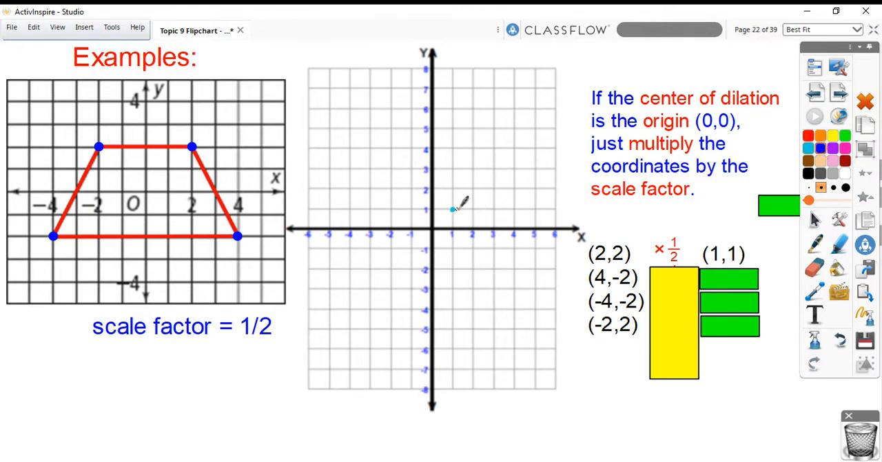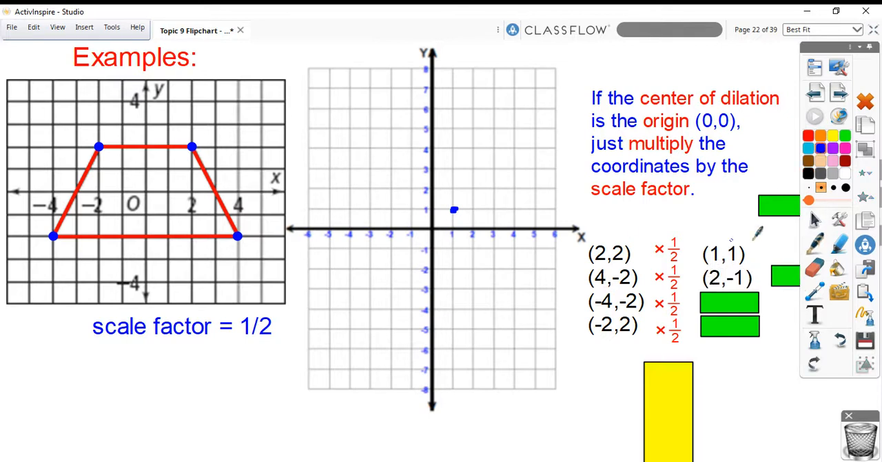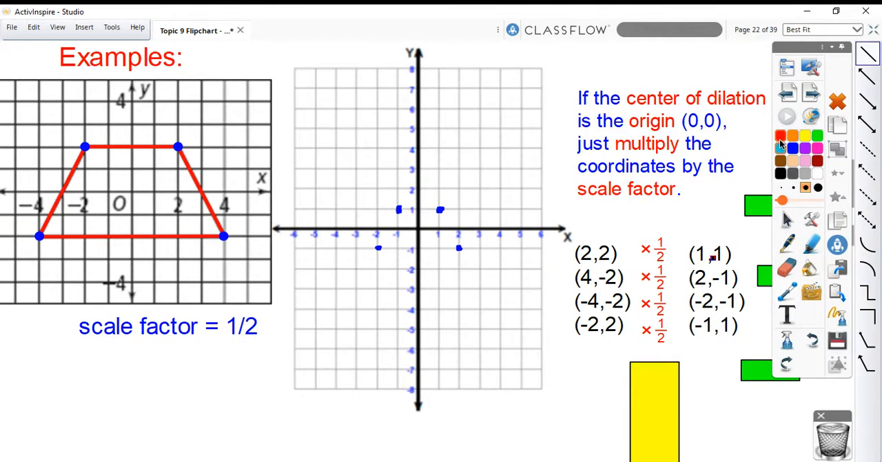Let me use a different color. It's (1, 1). There we go. We're going to do the same thing all the way down. All we're doing is multiplying everything times 1/2. So 4 becomes 2 and -2 becomes -1. That's our next point, (2, -1) right there. Then we've got (-4, -2). Cut everything in half: (-2, -1). And again, our last one, we cut everything in half, and it's (-1, 1). Let's see if we can get that new trapezoid on here.